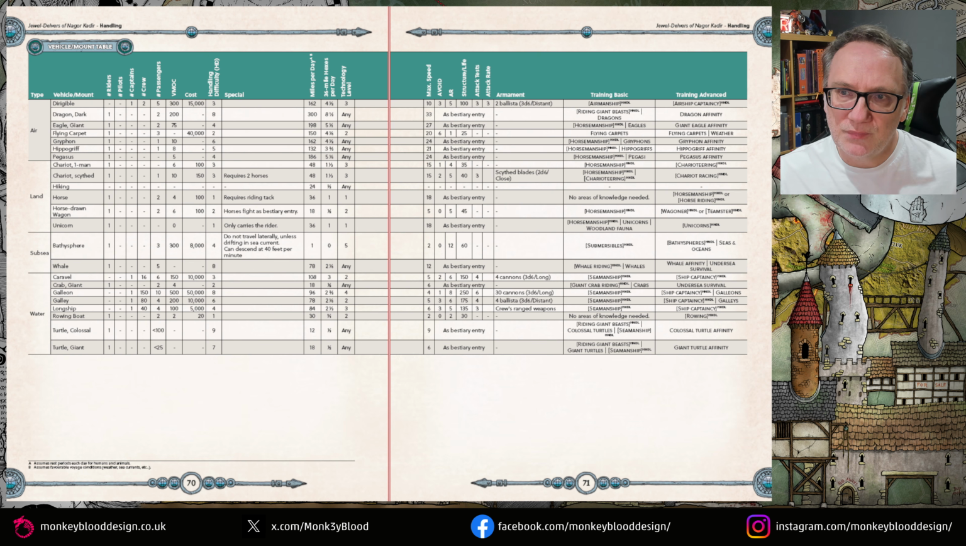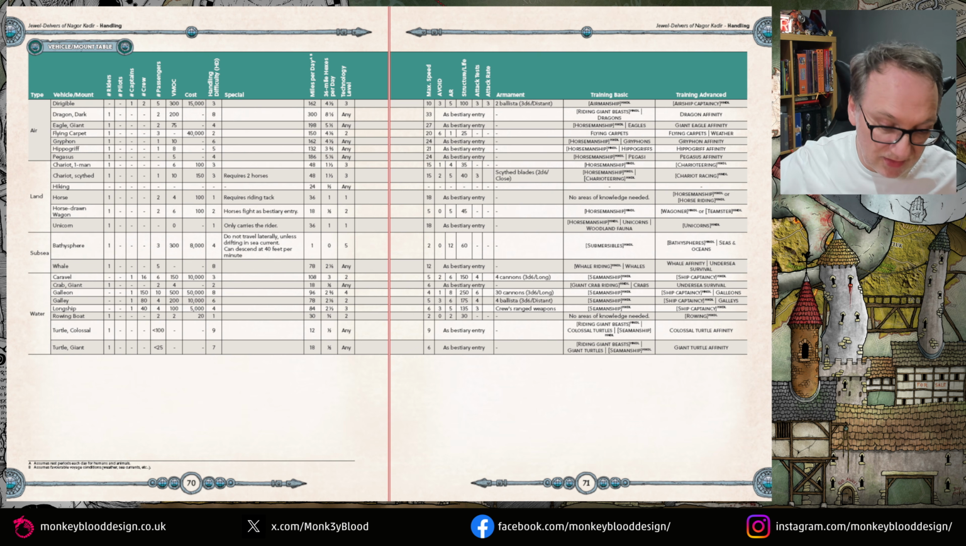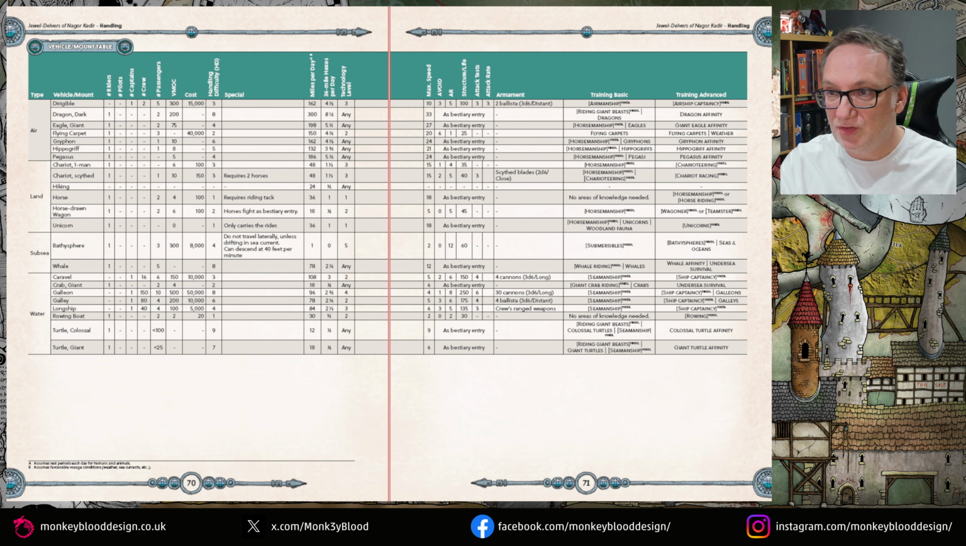Then there's training advanced, which is for more complex manoeuvres. So again, it depends what the manoeuvre is. If it's a basic manoeuvre, you're probably going to succeed most of the time. If it's an advanced manoeuvre, you're going to be testing. And if it's a heroic manoeuvre, like doing a loop-the-loop on a dragon's back, dropping off the dragon, and landing back on the dragon as it comes back down, that's heroic manoeuvres.